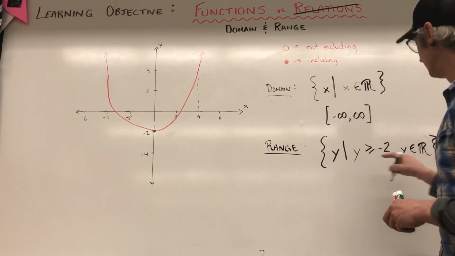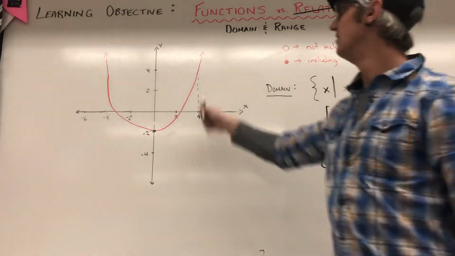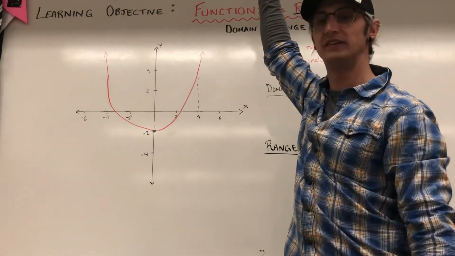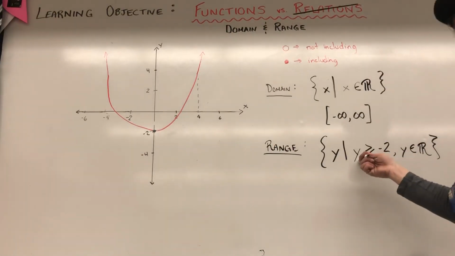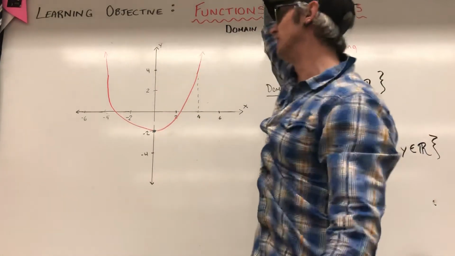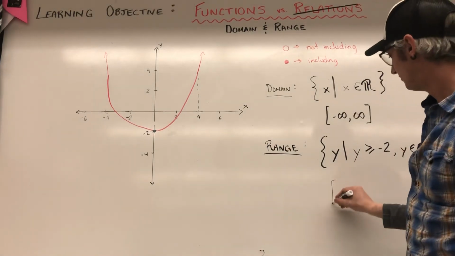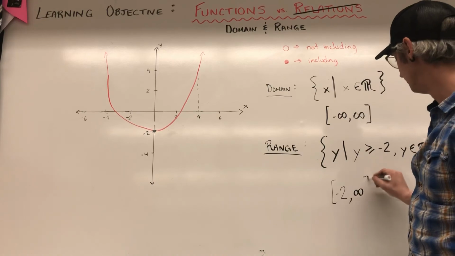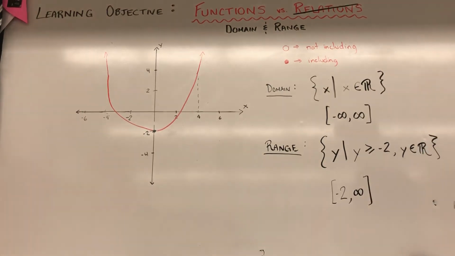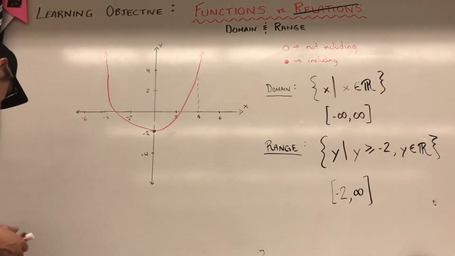As you can notice, my y is no longer sandwiched between two values because it can go as far as it wants in that direction. It's not constrained, so y just has to be bigger than -2, because that will take care of everything in that direction. And then in this case, I'm going from -2 inclusive all the way to infinity on the high end. Okay? So that is that.